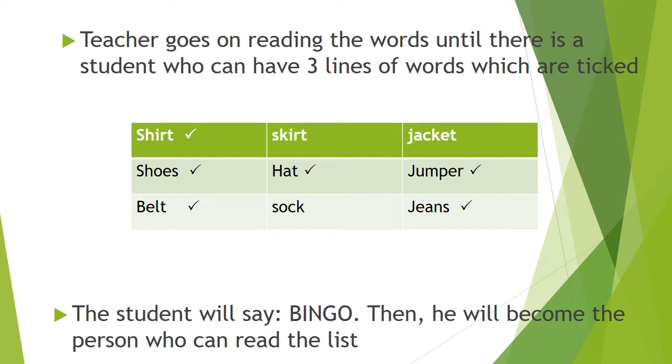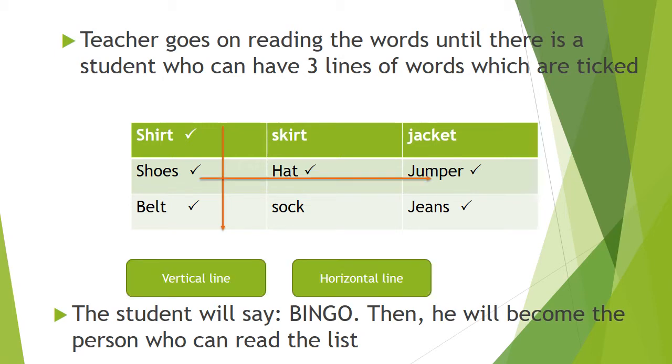The teacher goes on reading the words until there is a student who has 3 lines of words which are ticked. So you can see that we have 3 lines like that. The first line is the vertical line, the second line is the horizontal line, and the last line is the diagonal line. And of course, the student who has 3 lines of words will say bingo. Okay. It means that this student wins the game and then he will become the person who reads the list, not the teacher anymore. And of course, the game goes on.